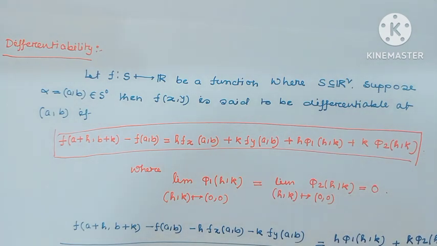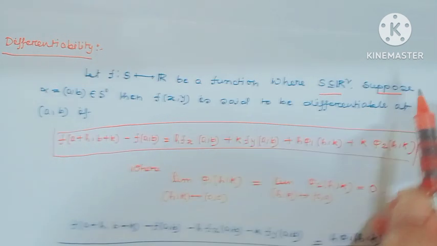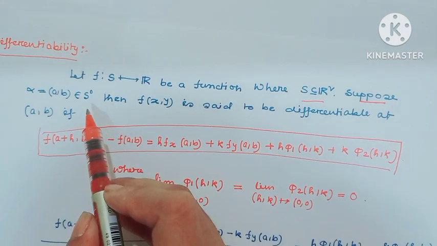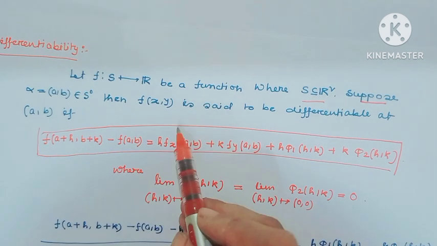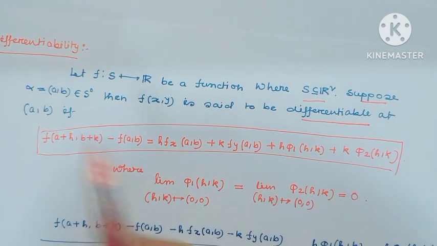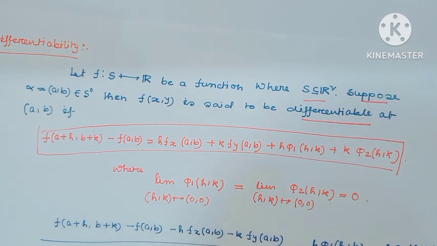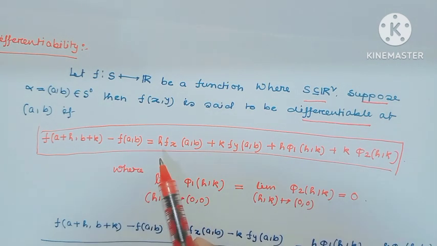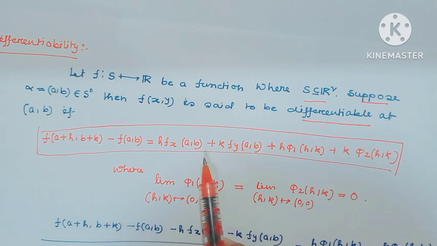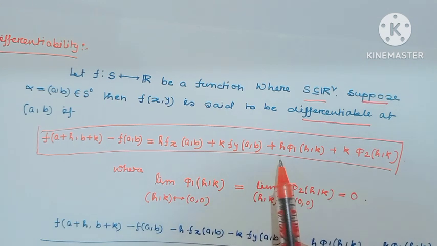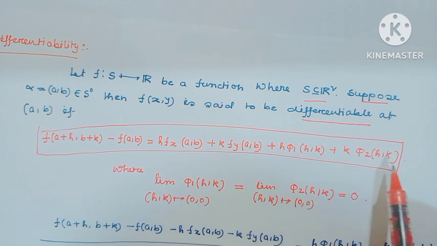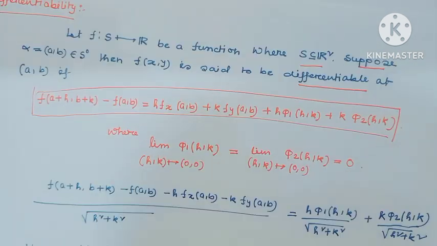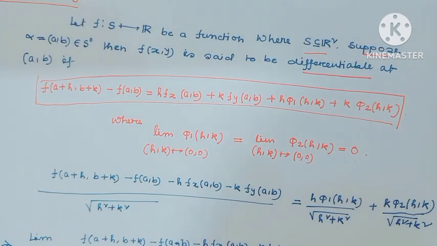Let f be a function from S to R, where S is a subset of R2. Suppose (a, b) is an interior point. Then f(x, y) is said to be differentiable at (a, b) if f(a+h, b+k) - f(a, b) = h fx(a, b) + k fy(a, b) + h phi1(h, k) + k phi2(h, k), where obviously the limit as (h, k) tends to (0, 0) of phi1(h, k) and the limit as (h, k) tends to (0, 0) of phi2(h, k) equal 0.